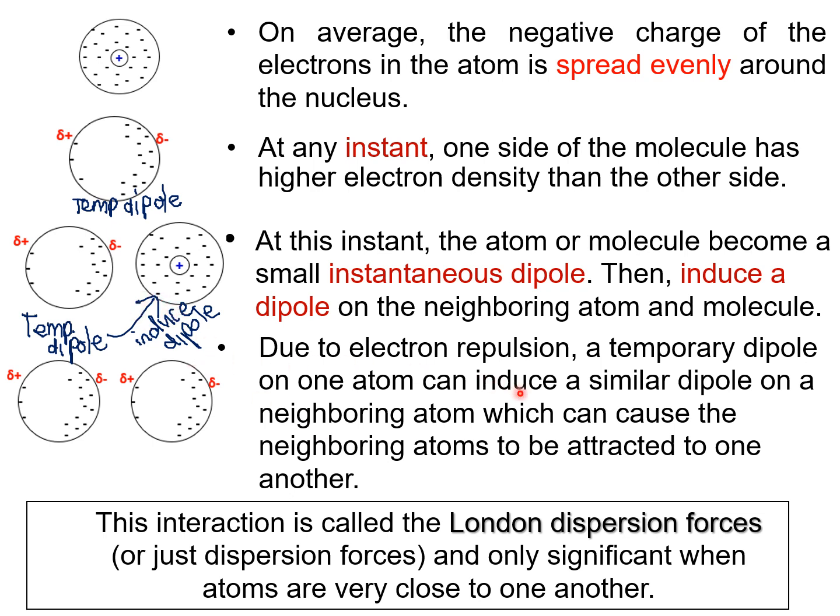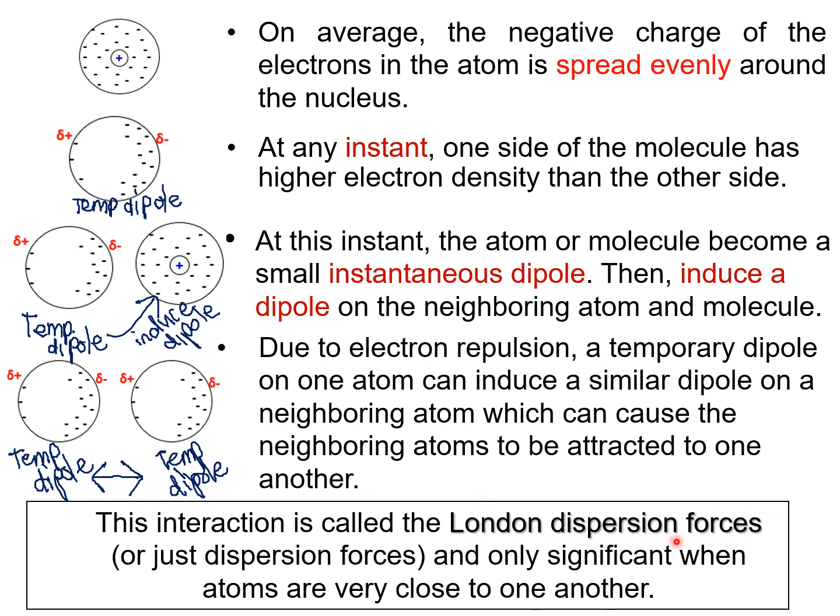Okay, so due to the electron repulsion, a temporary dipole on one atom can induce a similar dipole on a neighboring atom, which can cause the neighboring atoms to be attracted to one another. So bila dia induce the dipole dekat neighboring atom, makanya dua-dua molekul ni akan adalah temporary dipole. Okay, so bila dua-dua ni dia ada temporary dipole, therefore diorang bolehlah attract one another. So that kind of attraction forces, we call it as London dispersion forces.